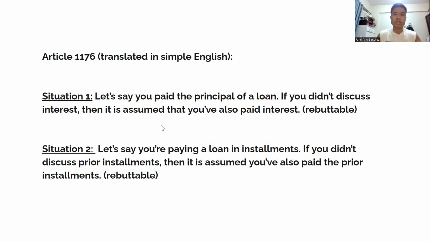Then situation two is a related situation. Let's say you're paying a loan in installments. If you didn't discuss prior installments, then it is assumed you've also paid the prior installments. If you're paying a loan and you did not talk about, oh, I actually didn't pay the prior installments, if you did not discuss it between the active subject and the passive subject, then you are assumed to have already paid the previous installments.